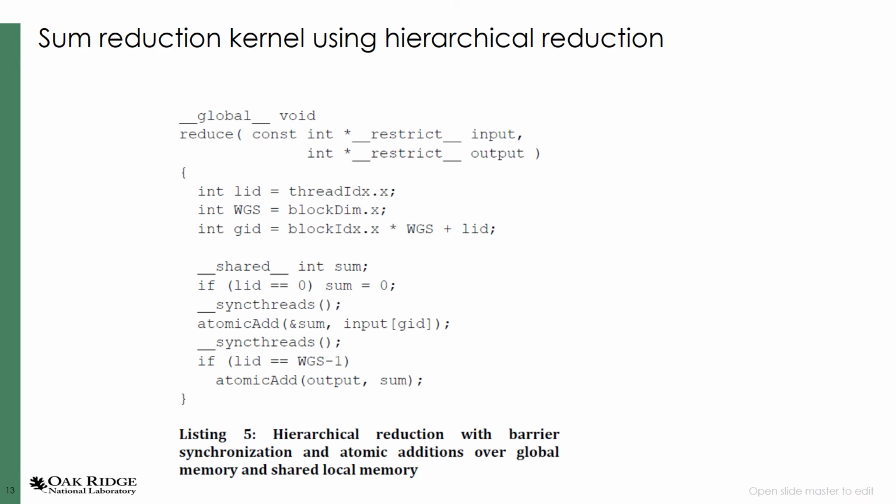Now I switch to the reduction kernel. In listing 5, the reduction kernel utilizes shared local memory for storing partial sum results. The first work item in each workgroup resets the local sum. Then a barrier synchronizes the work items for reading the initialized local sum appropriately. After an atomic add is performed by all work items in each workgroup, the last work item in the group atomically adds the partial sum to the output. The global work size of the kernel is equal to the length of the input array.